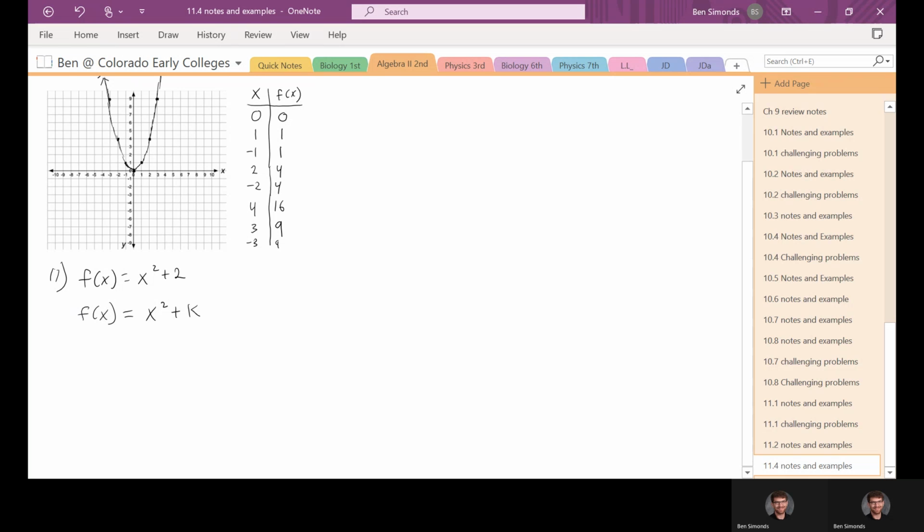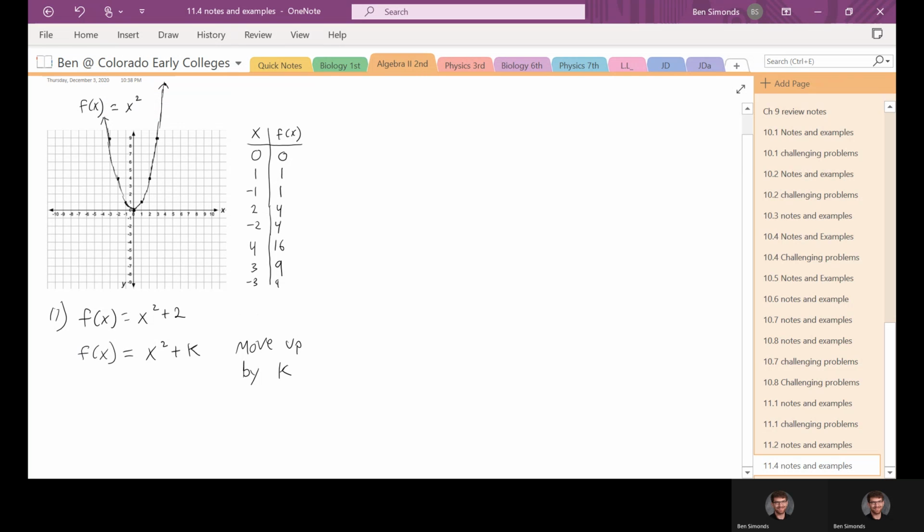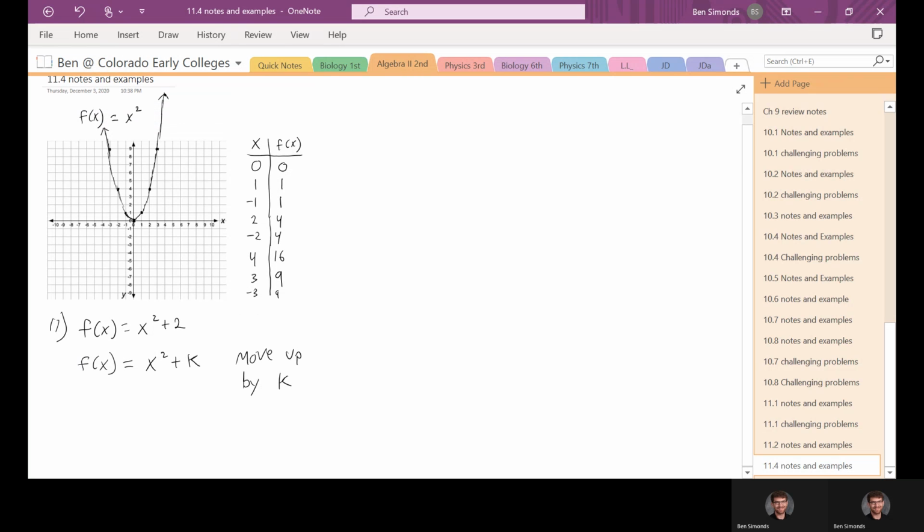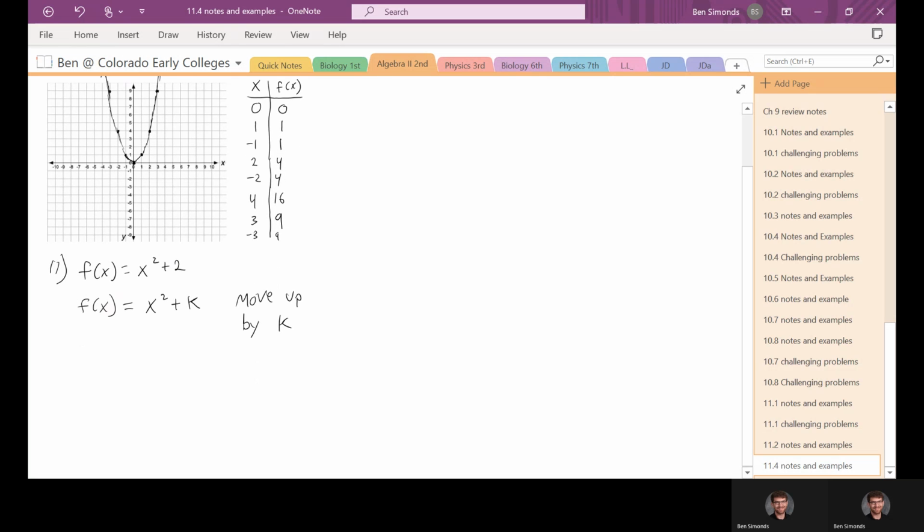So what that means is move up by k. We've taken our regular x squared graph, this general parabola, and we've moved it up by 2. So everything got shifted up 2. That's what that is. If k is negative, it means you get shifted down.